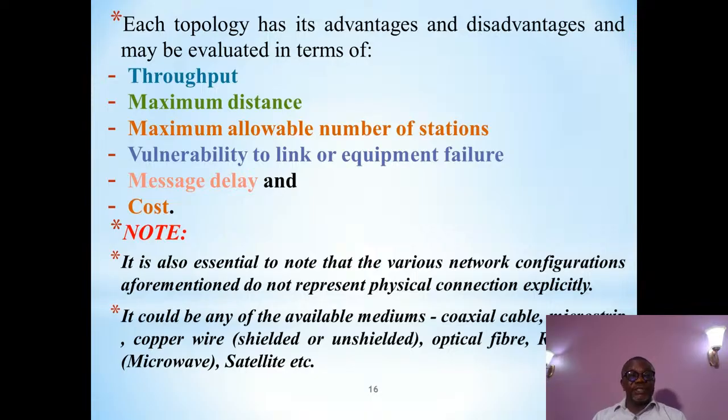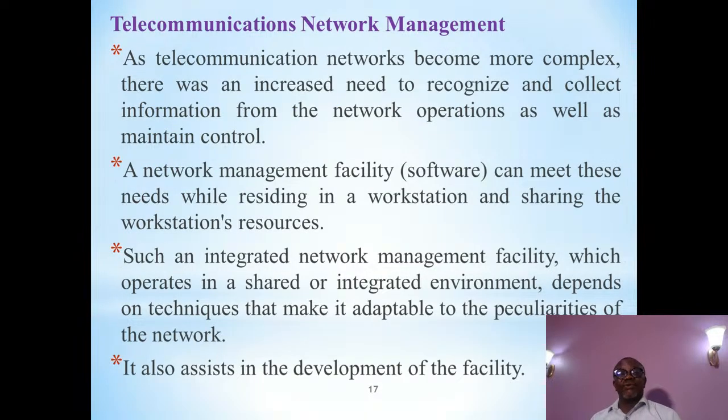Note, it is also essential to know that the various network configurations mentioned above do not represent physical connections explicitly. It could be any of the available mediums. It could be in the form of coaxial cable, microstrip, copper wire, shielded or unshielded, optical fiber, radio link, microwave, and satellite communication, and so on and so forth.